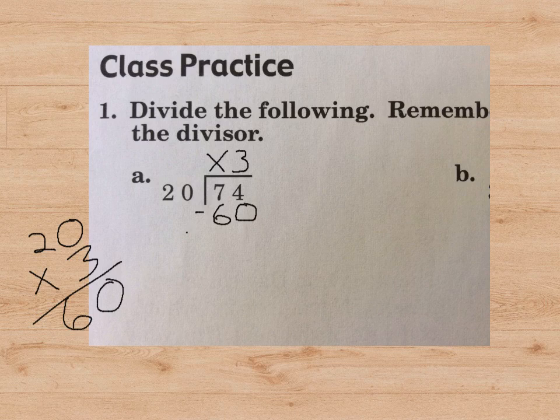And now we subtract. And we get 14. Now we get 3 remainder 14. The directions were telling us to divide each one. And then they were saying to remember that the remainder must be smaller than the divisor. And here, 14 is smaller than 20, so we're good. And our answer is 3 remainder 14.